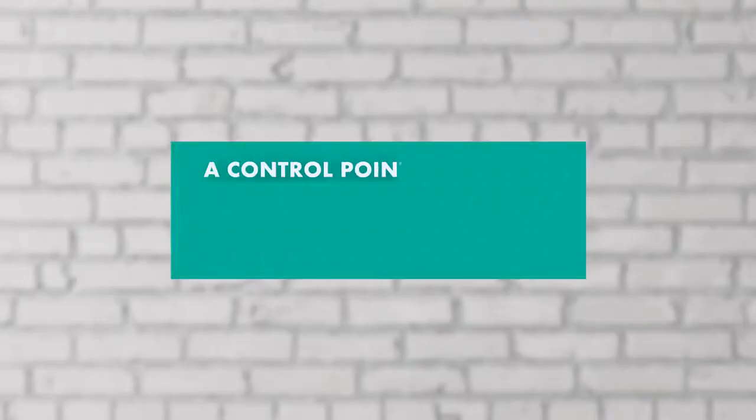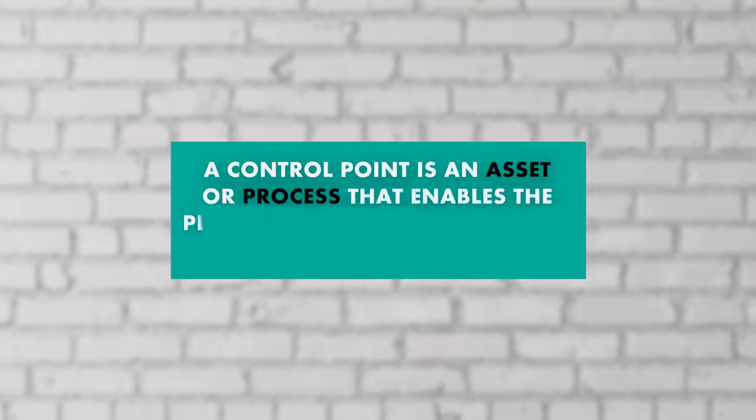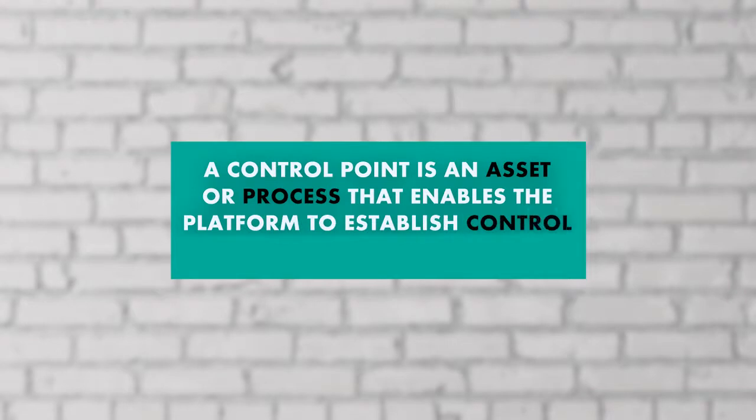Let's start with a working definition of a control point. A control point is an asset or process that enables the platform to establish control over its ecosystem. It is an asset whose ownership allows the platform to do one or more of three things.